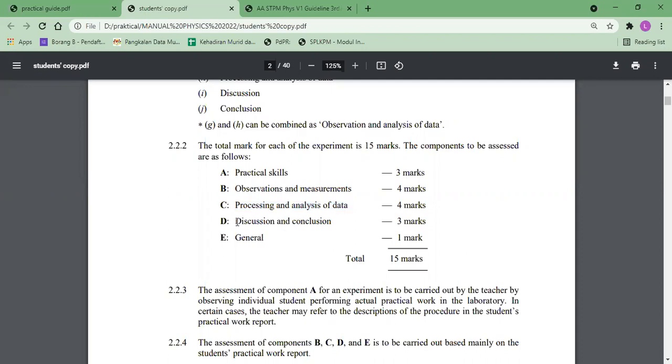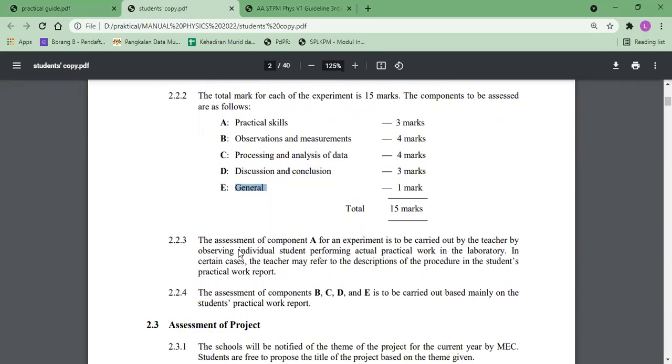This is after the experiment, when you analyse your collected data. After that, you come up with a conclusion and a series of discussion. The conclusion may be 1 paragraph or 1 sentence only, but for the discussion, a few paragraphs. We have the general part, which I will show you later.